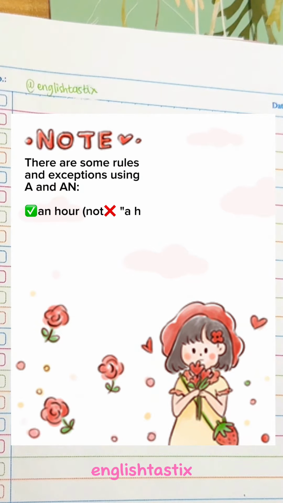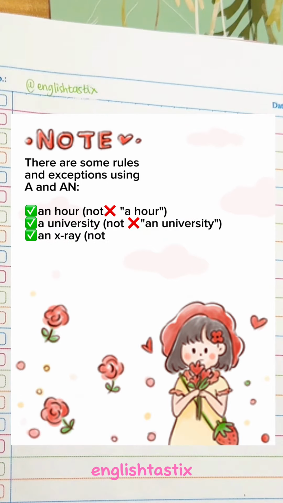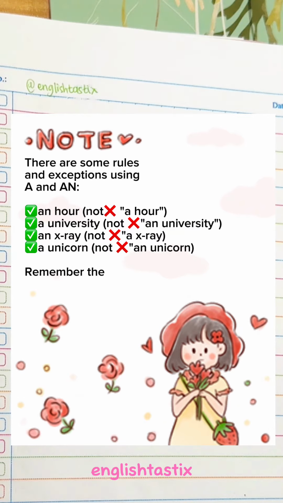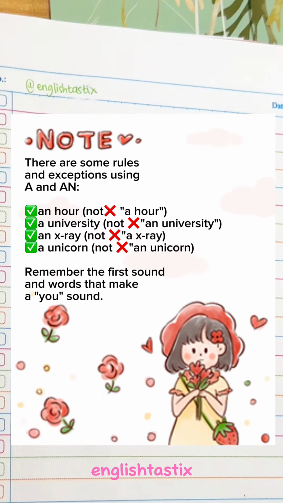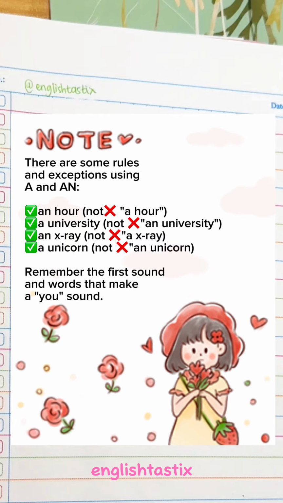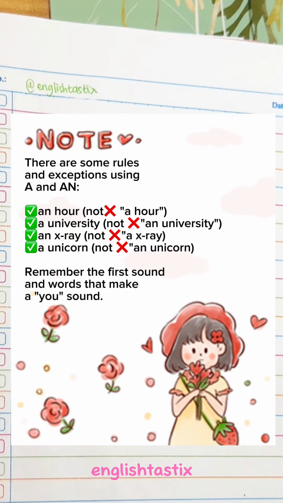Example: an hour, not a hour, because hour starts with a silent h, so it begins with a vowel sound. A university, not an university, because university starts with a U, a consonant sound. Next, an X-ray, not a X-ray, because X-ray starts with a vowel sound. A unicorn, not an unicorn, because unicorn starts with a U, a consonant sound. So remember to listen to the first sound, and words that make a U sound.